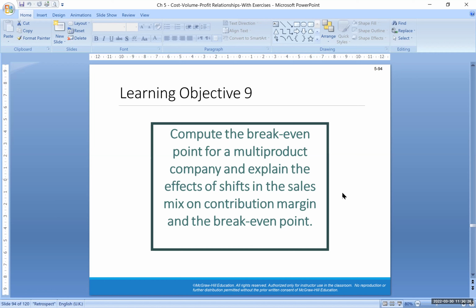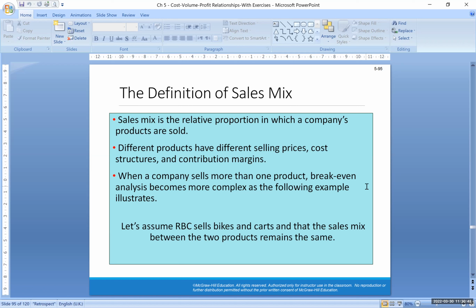The definition of the sales mix. Sales mix is the relative proportion in which the company's products are sold. Different products have different selling prices, cost structures, and contribution margins. If you remember, for the previous objectives, we were talking about one product, same price. So if we have more than one product with different prices, different variable costs, or different cost structures, then what will be the calculation for the break-even and what will be the effect for the net operating income and the sales mix, which is the combination of more than one product.